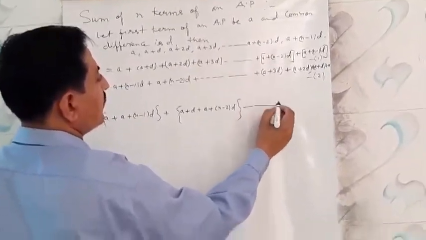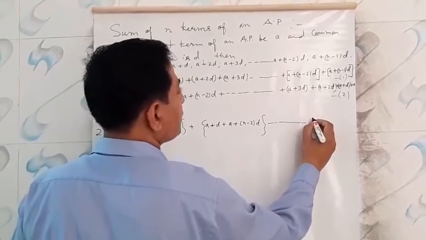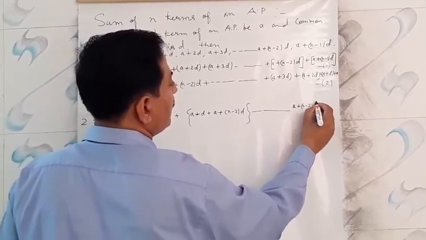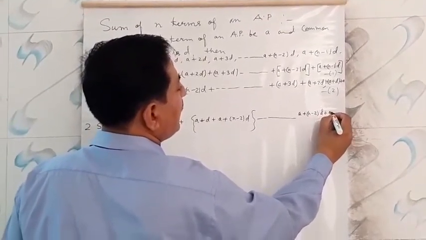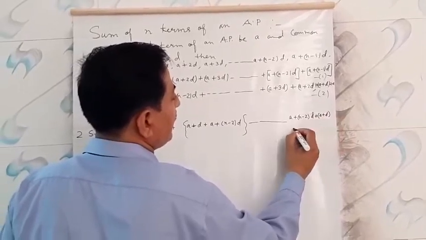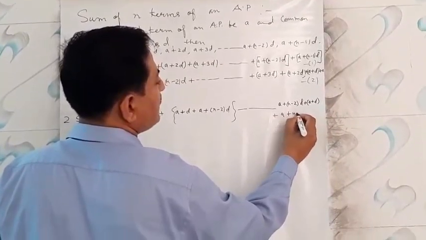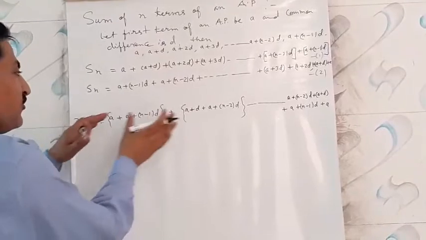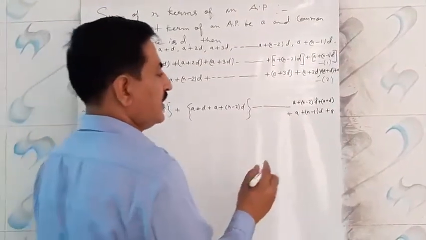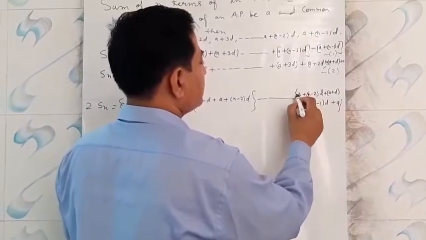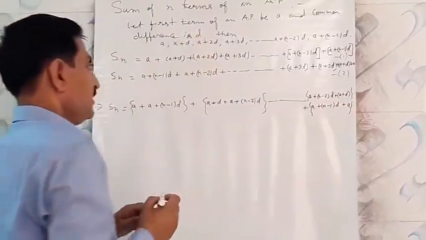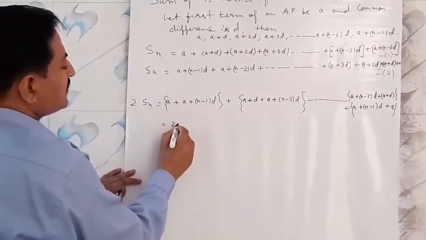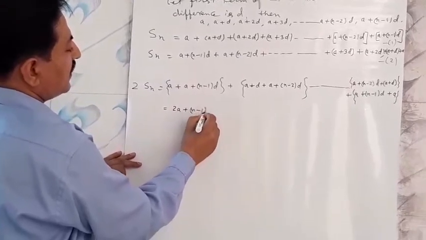Now for the last: A plus n minus 2D plus A plus D, and the last one is A plus n minus 1 into D plus A. I have written the first two terms in the brackets. Now see what the addition of this will be. A plus A will be 2A. This can be written as 2A plus n minus 1 into D.